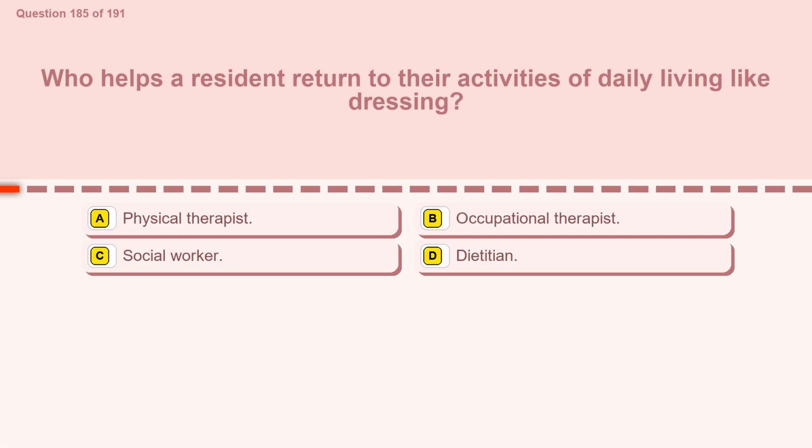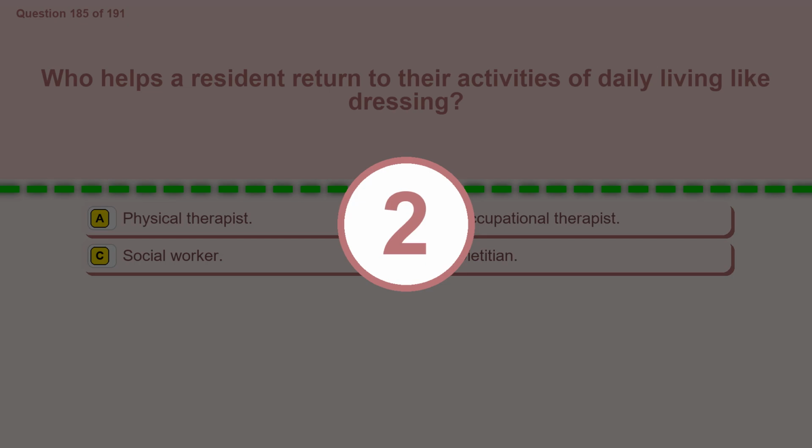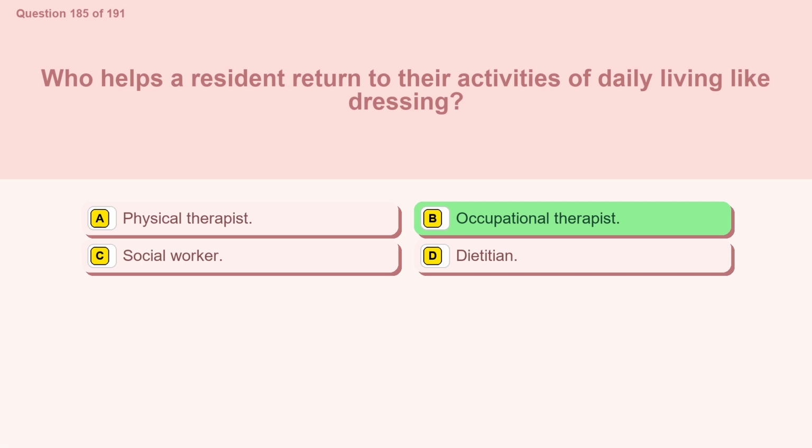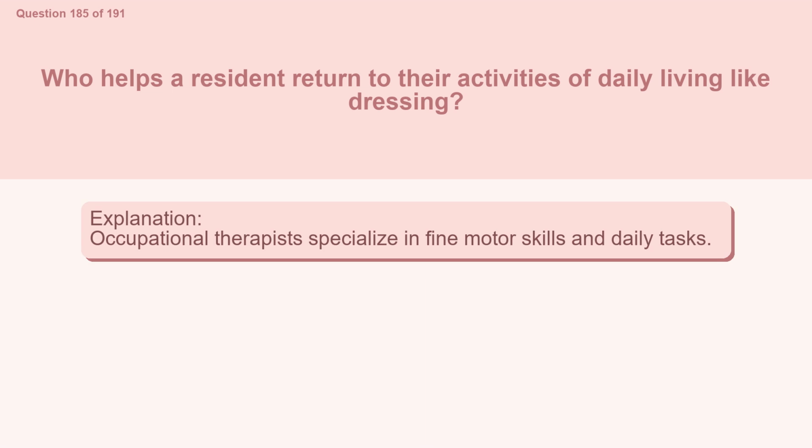Question 185. Who helps a resident return to their activities of daily living like dressing? Option A, a physical therapist. Option B, occupational therapist. Option C, social worker. Option D, a dietitian. The correct answer is option B, occupational therapist. Occupational therapists specialize in fine motor skills and daily tasks.